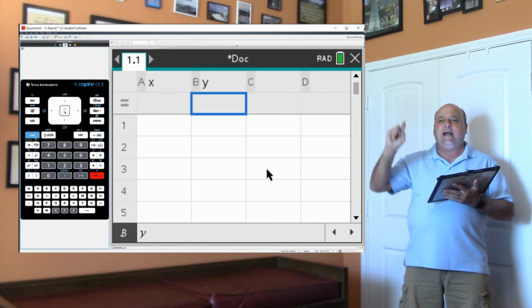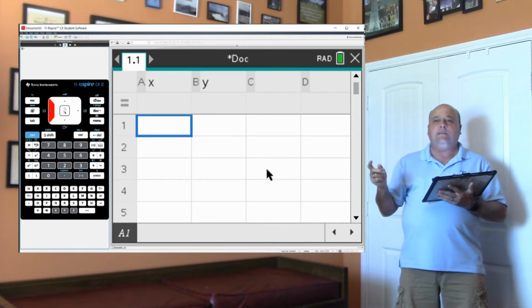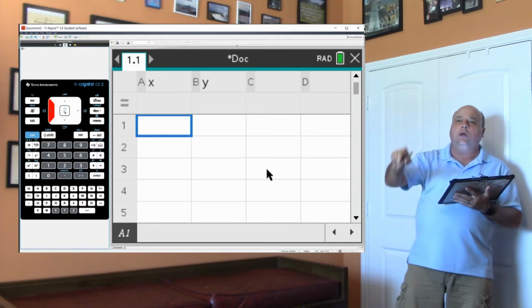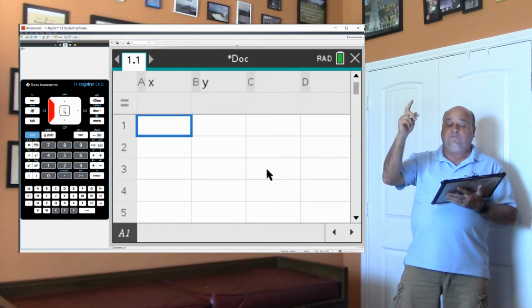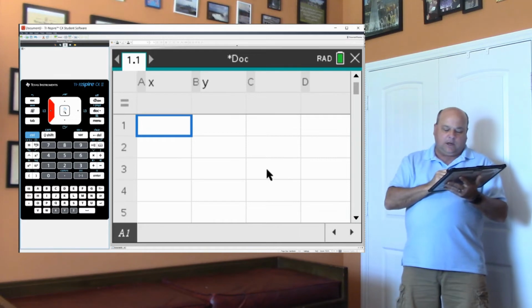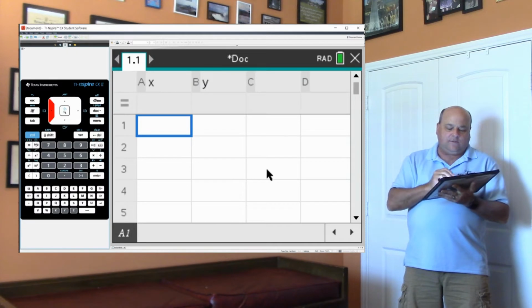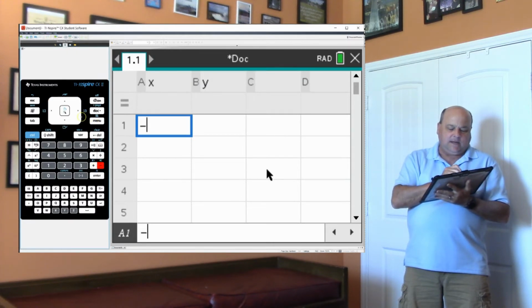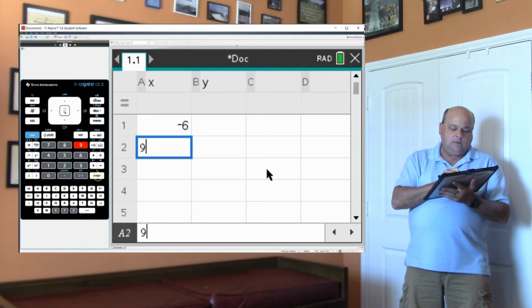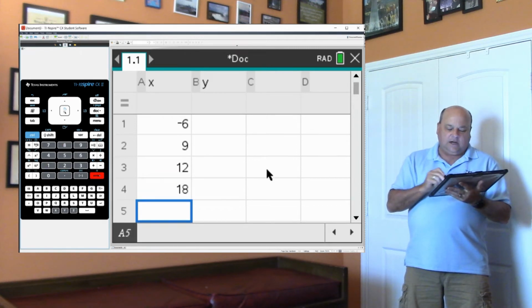Now you're going to hit the down and left arrow buttons to go to the top left. So hit the down and left, and now I'm at the top left. I'm going to type in all of my X's. The first thing you do every time is put X and Y at the top, leave the gray spaces blank, and then you start putting in your table. So my X's are -6, 9, 12, 18. Not minus, -6, 9, 12, and 18.